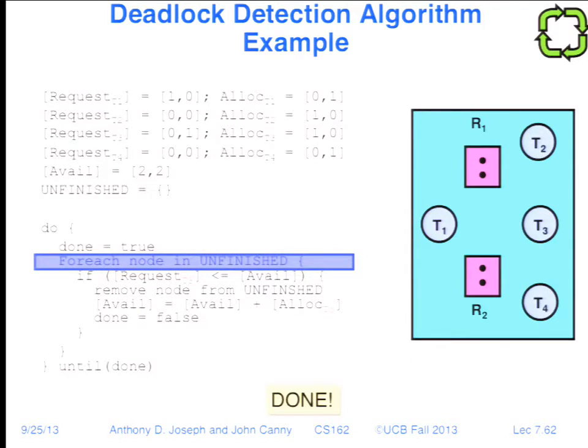OK, so any questions about that algorithm? So it's in effect a simulation of the whole process of threads acquiring resources. We're not guaranteeing that things happened in the same order. But what we're showing is that there's some order for which the processes can acquire what they need and complete. And if that's true, then they won't be deadlocked.